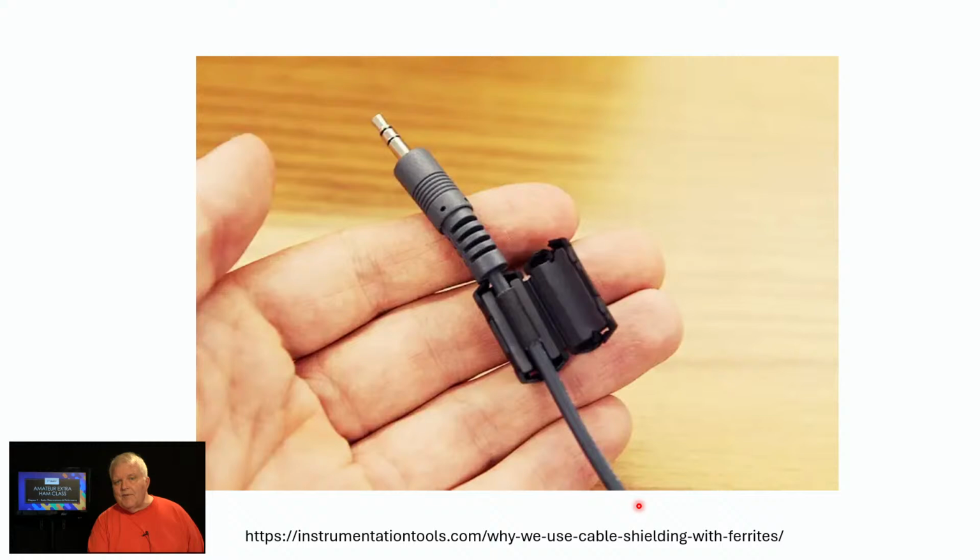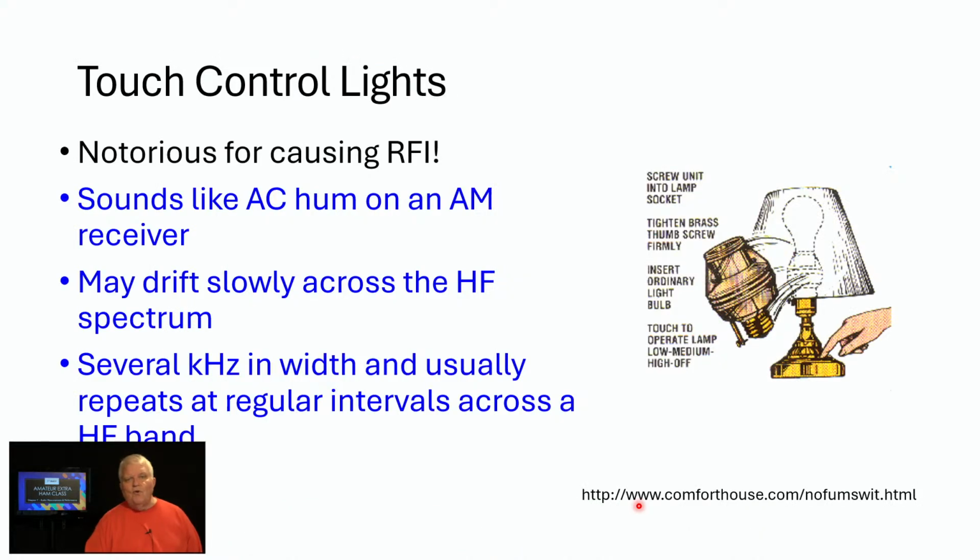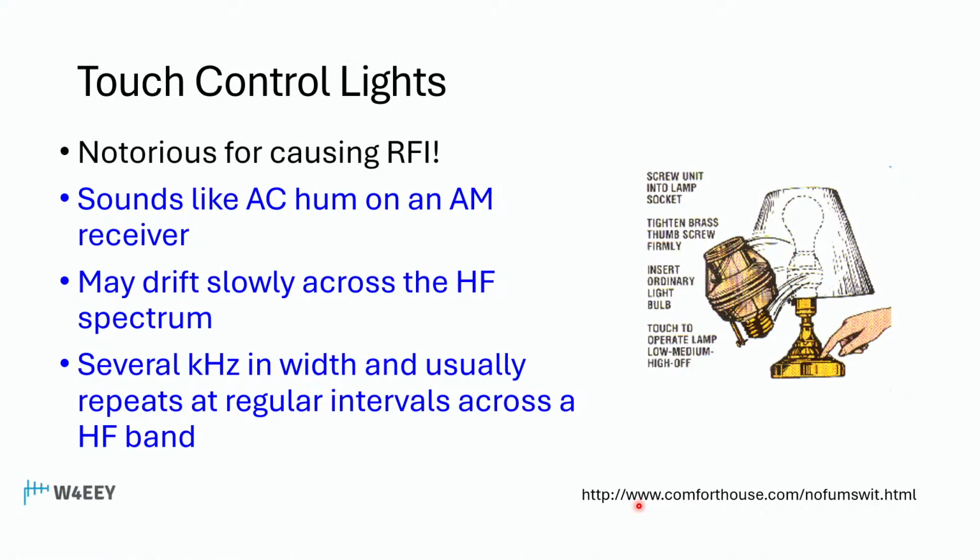All right, anybody still got one of these touch control lights? They're notorious for causing radio frequency interference. It sounds like AC hum on an AM receiver. The signal can drift across the HF spectrum. It's usually several kilohertz in width, and it repeats along the HF bands. Touch control lights are notorious.